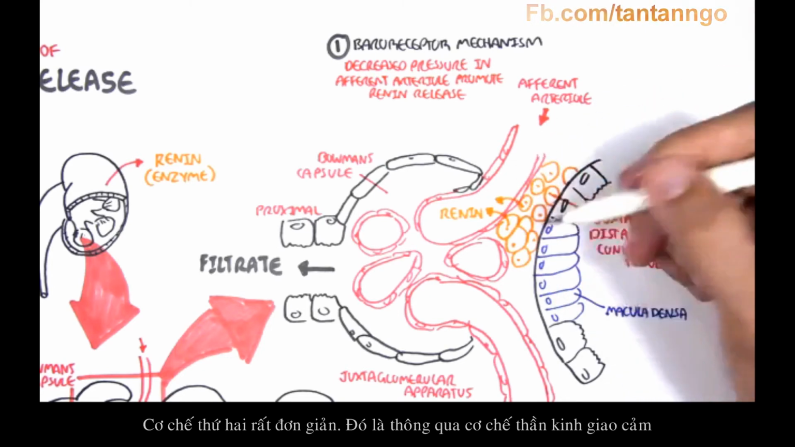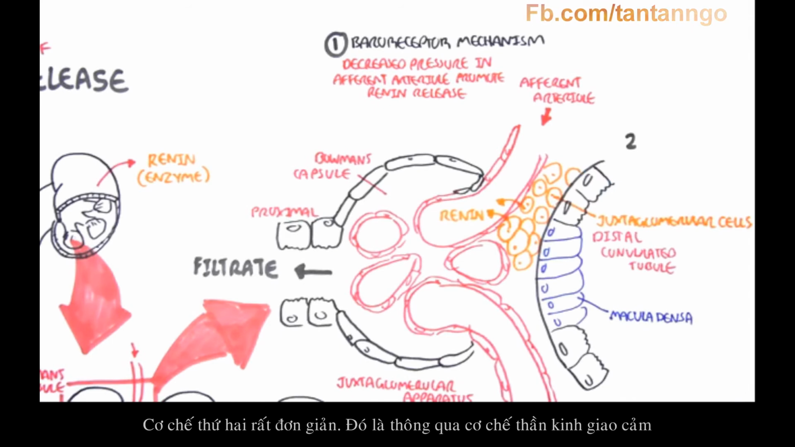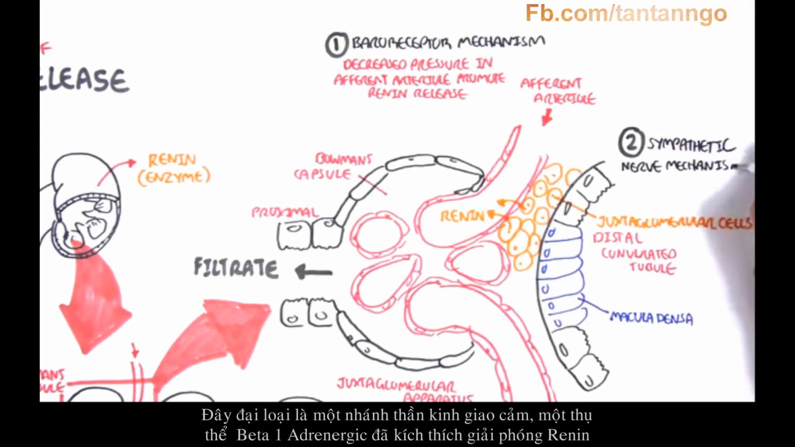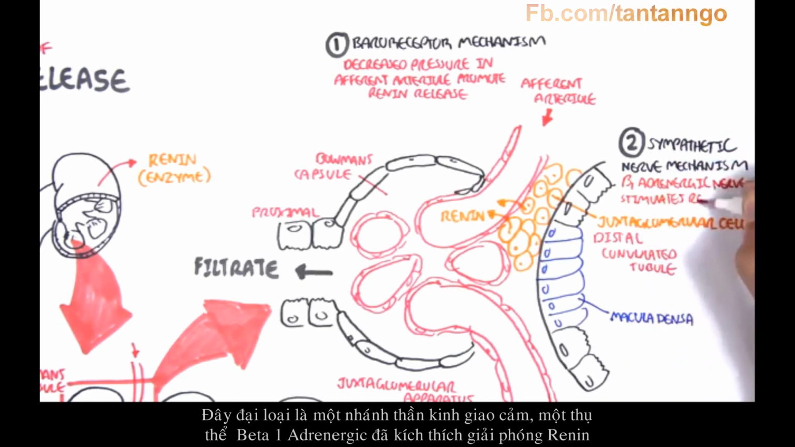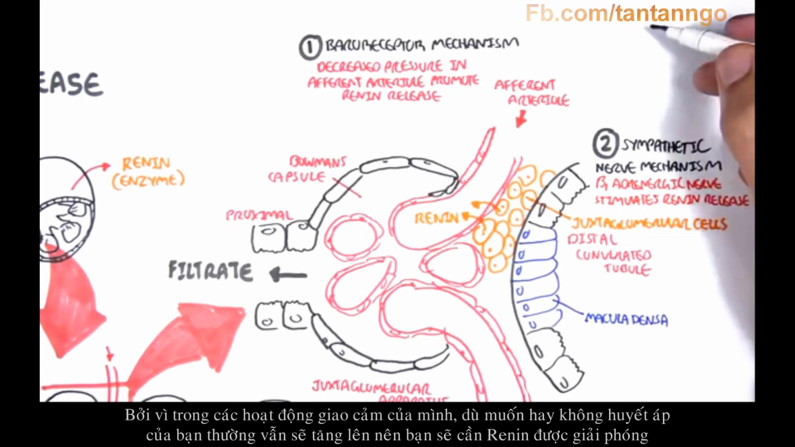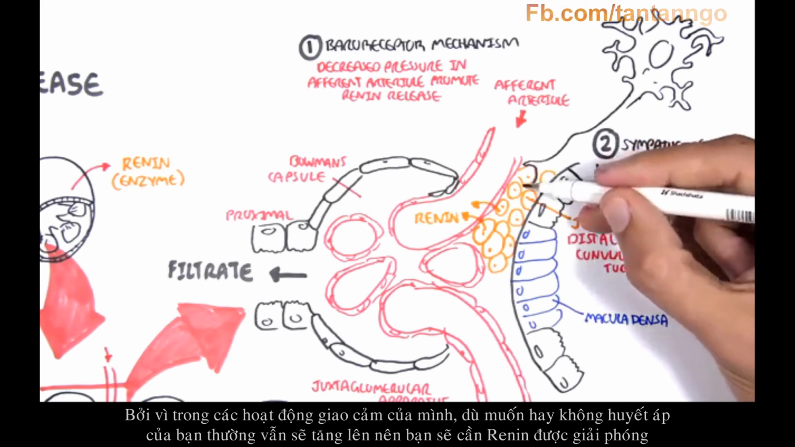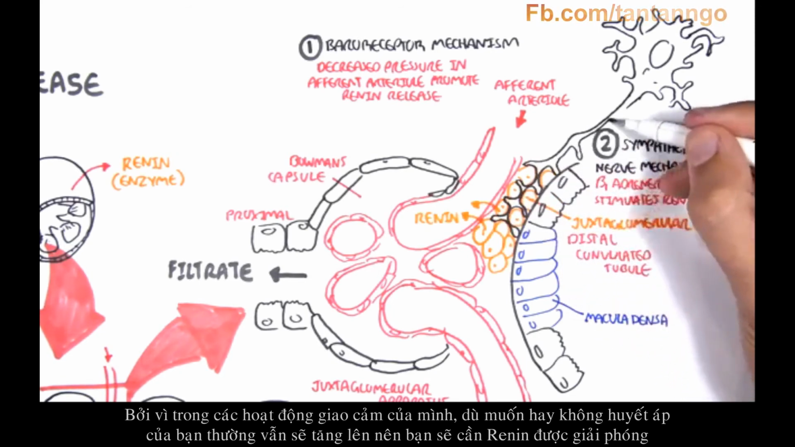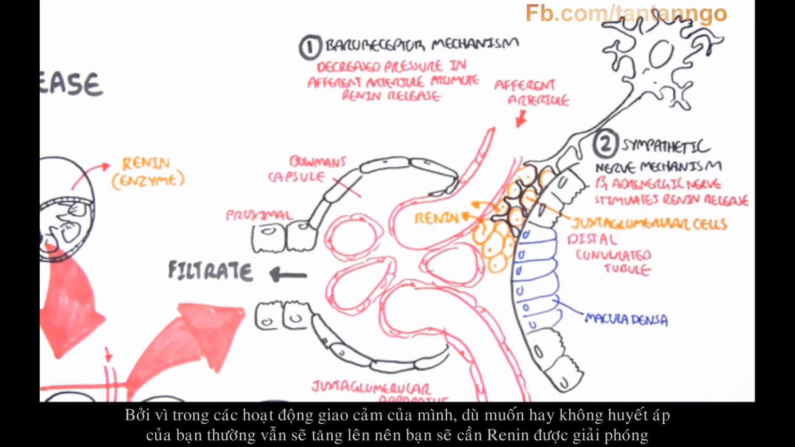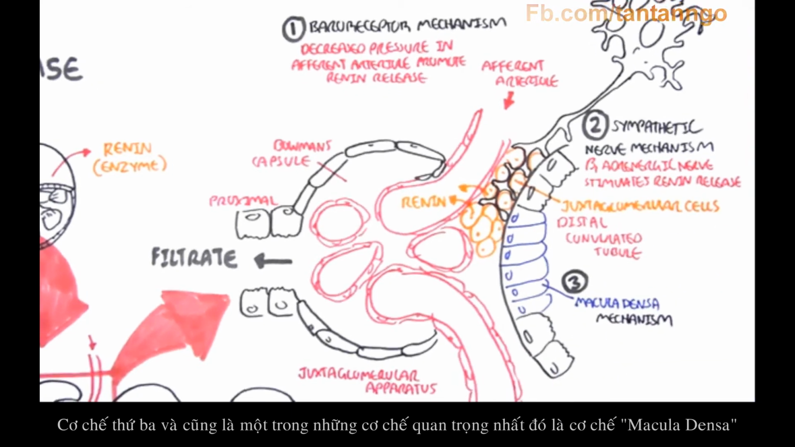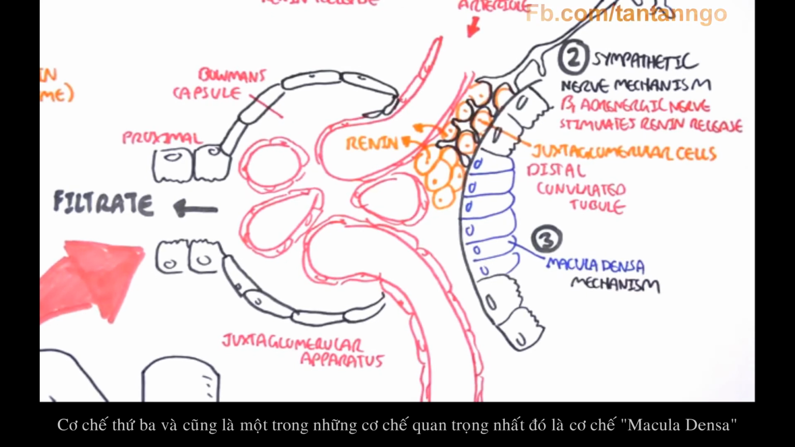The second mechanism is simple. It's the sympathetic nerve mechanism. And this is essentially the sympathetic nerve fibers, which are beta 1 adrenergic nerves that stimulate renin release. Because during periods of sympathetic activity, fight or flight, you usually have an increase in blood pressure, and so you have renin release. The third mechanism, which is probably one of the most important, is the macula densa mechanism.